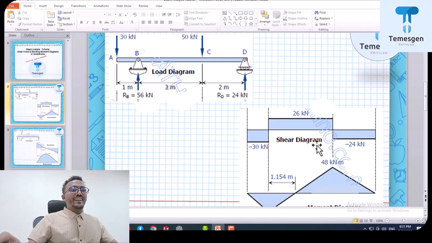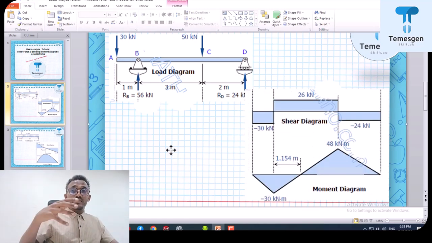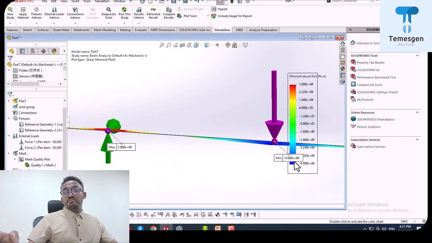Talk about this. As I showed you, negative 40 and 48. You don't have to worry about this because it's about sign convention. They are just similar. Here we have 30, here we have negative 48.